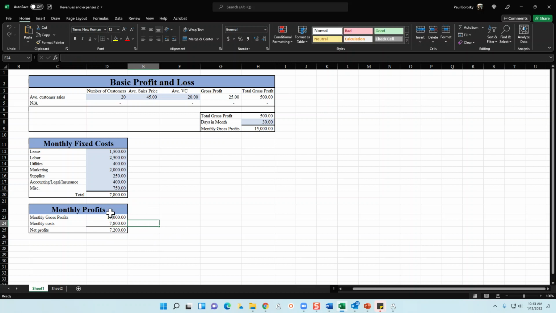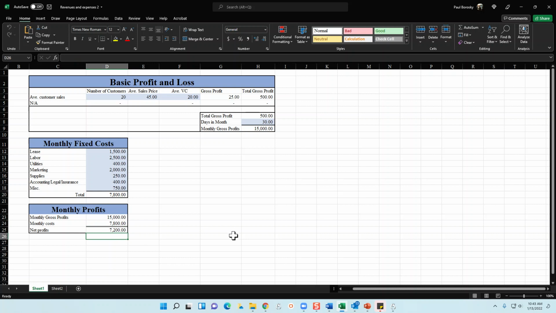Our next section and the final section is going to be our monthly profits. To determine what our monthly profits are going to be, we're going to deduct our gross profits of $15,000 from the monthly cost, $7,800. And that gives us net profits of $7,200.